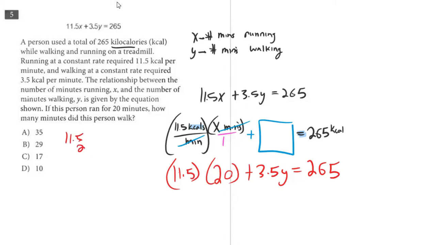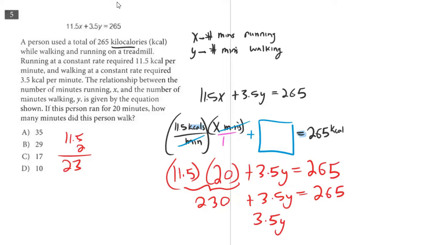11.5 times 20, which is a little hard to do without a calculator. 11.5 times 2 would be 23. So 11.5 times 20 would be 230. Plus 3.5 times y equals 265. Take away 230 from both sides, and you'll have 3.5y equals 35. And now we have y is equal to 35 over 3.5. And I guess a good non-calculator way to do this would be to multiply the top and the bottom both by 10. So 350 divided by 35, and that is 10, which is why the answer to number 5 is going to be D.